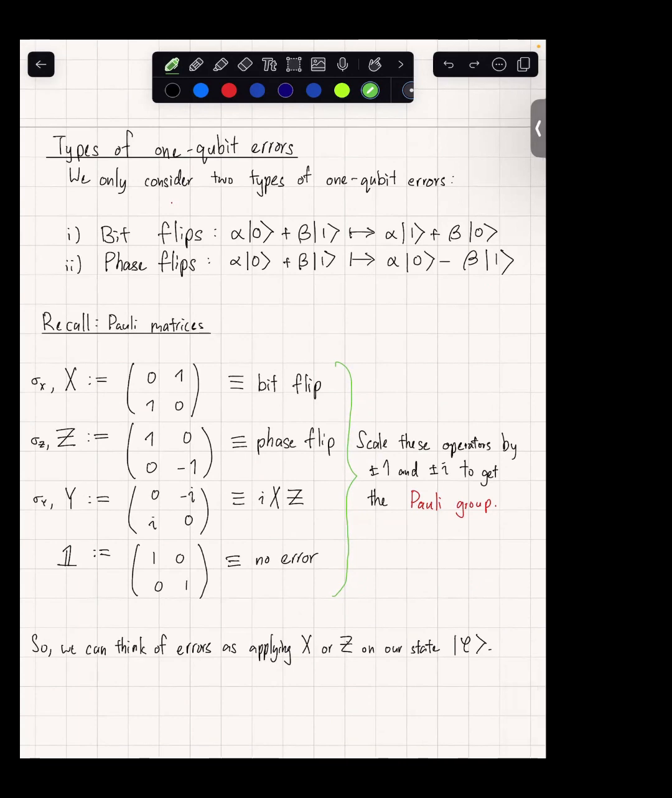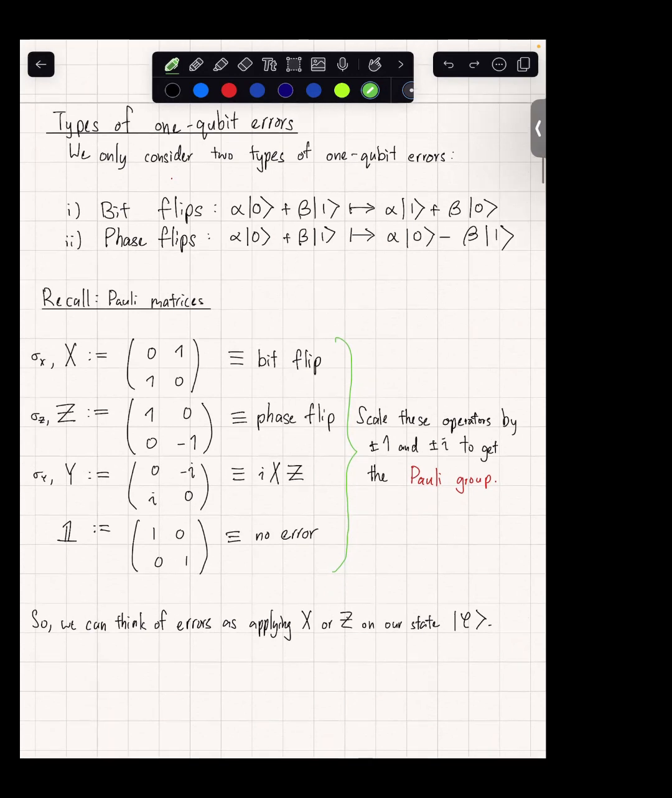So let's start off with the types of one-qubit errors that can happen. In general, we only consider two types of one-qubit errors. First, there are bit flips. That is, given an arbitrary quantum state, alpha|0> plus beta|1>, it might be modified to alpha|1> plus beta|0>. Secondly, we also consider phase flips. That is, the arbitrary quantum state can be modified to alpha|0> minus beta|1>.